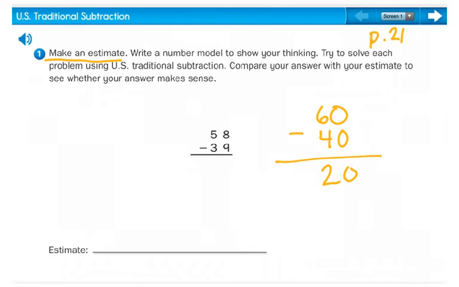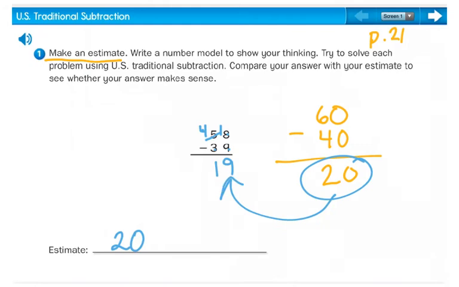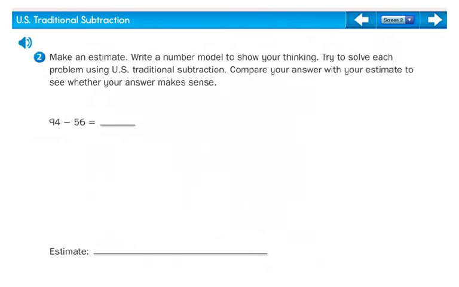Our answer should be close to 20, so let's go ahead and solve. I cannot take 9 and subtract it from 8. So what I'm going to do is to borrow from the tens. Think of it as money. Take a $10 bill and turn it into 10 ones. Now instead of having 8 ones, I have 18. 18 minus 9 is 9. And 4 minus 3 is 1. So my estimate was 20. Is that pretty close to my actual answer of 19? Absolutely.